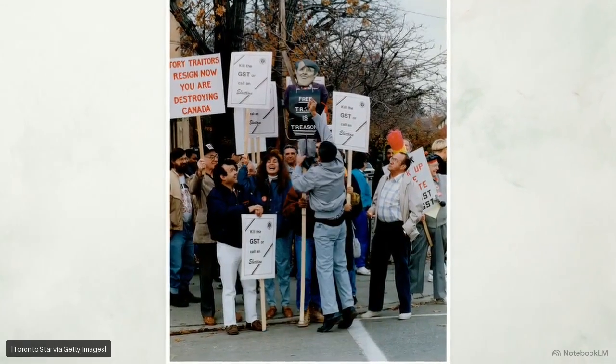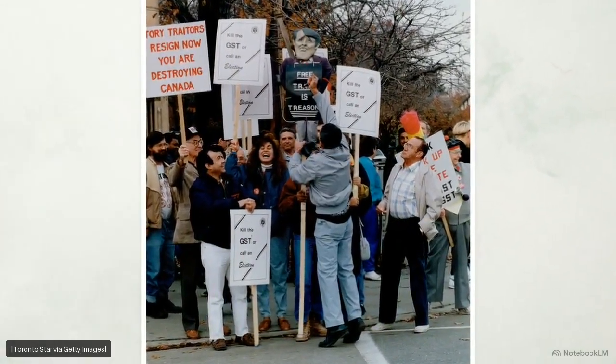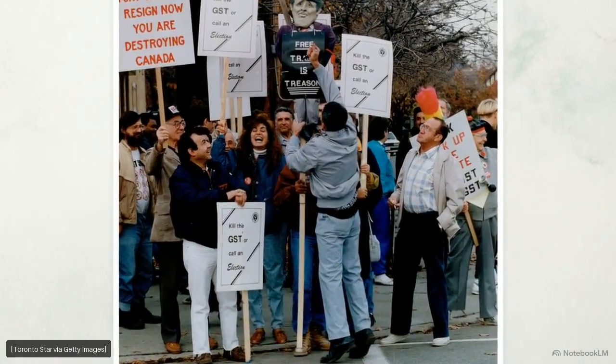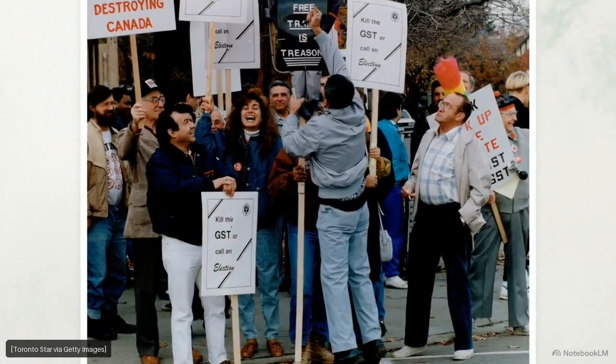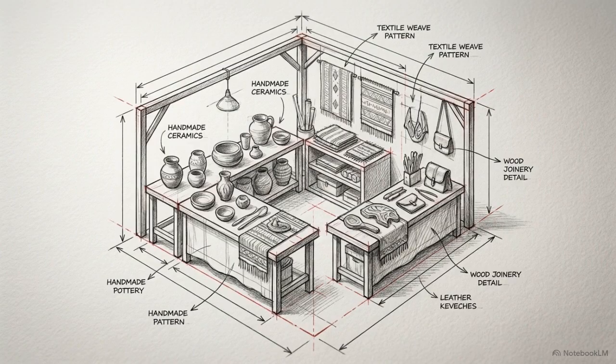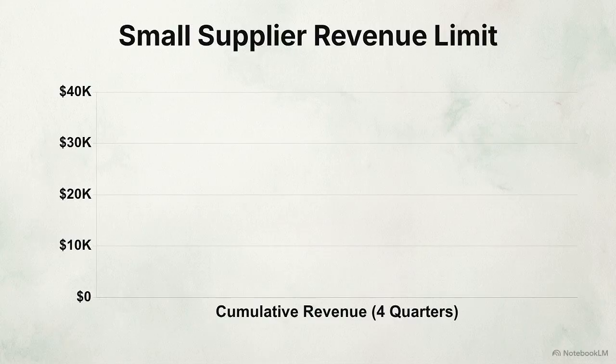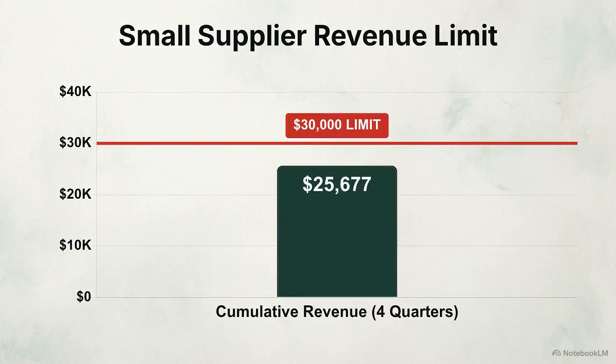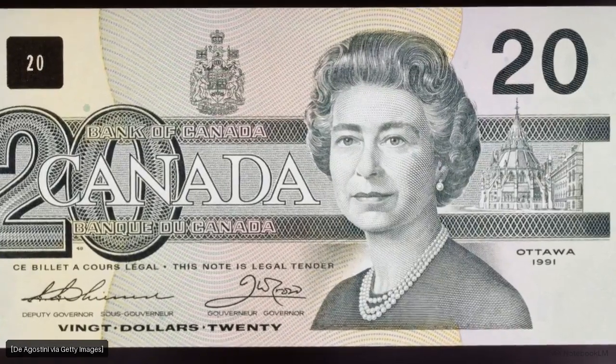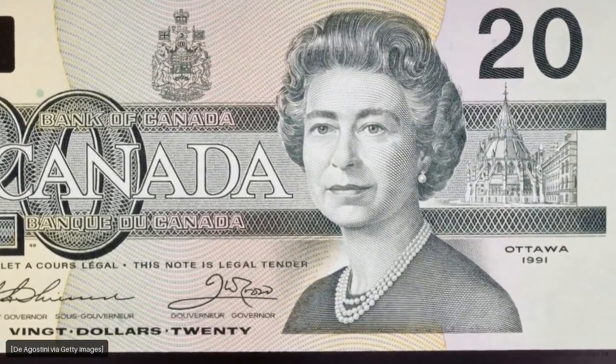The entire mechanism is engineered so that the ultimate consumer, and only the consumer, bears 100% of the financial burden. The government allows very small operations to act as consumers, exempting them from the system. But the threshold to qualify as a small supplier is $30,000 in revenue, a limit that has not been adjusted for inflation since the tax was introduced in 1991.